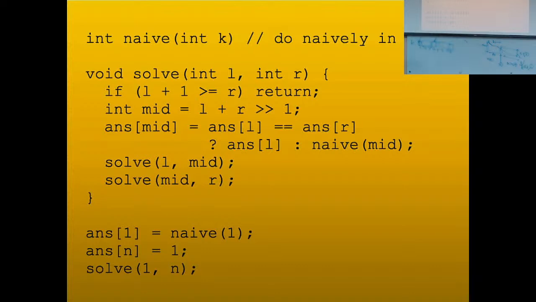And for a fixed k, you do it in O(n). Yeah. So now for a fixed k, if the answer on the left and right boundary is the same, you just take the values because you know that it's a decreasing function, so it must be the same all in the middle, right? Otherwise, you do it naively in O(n) here.